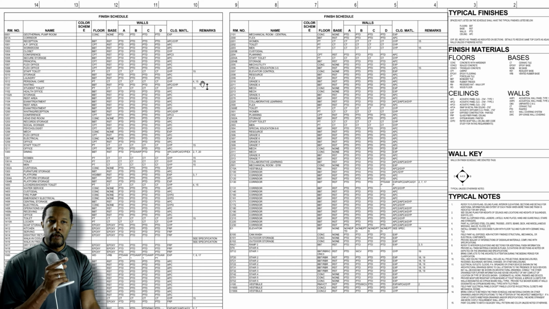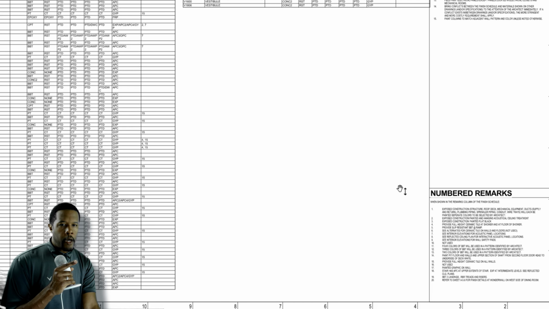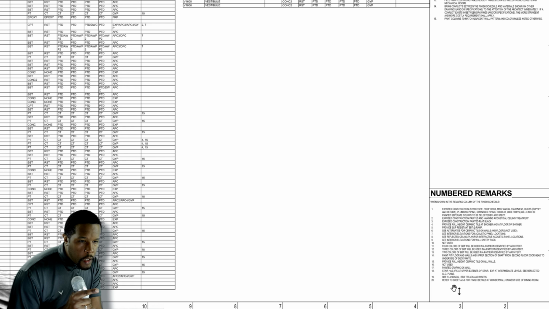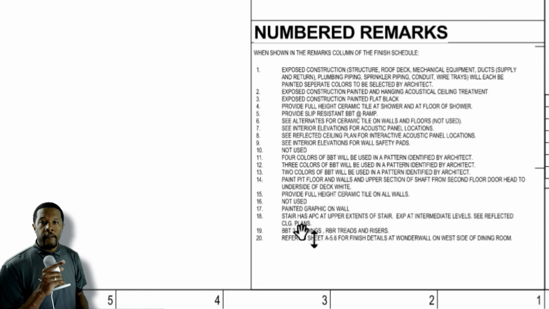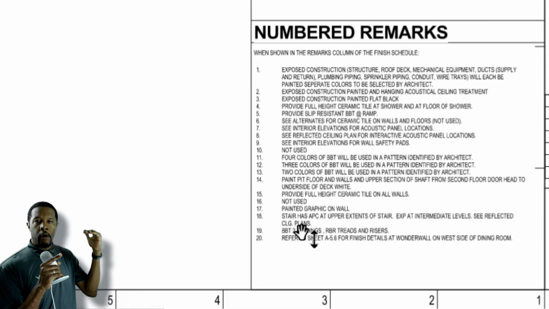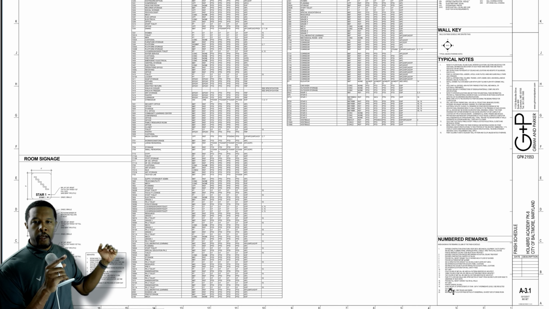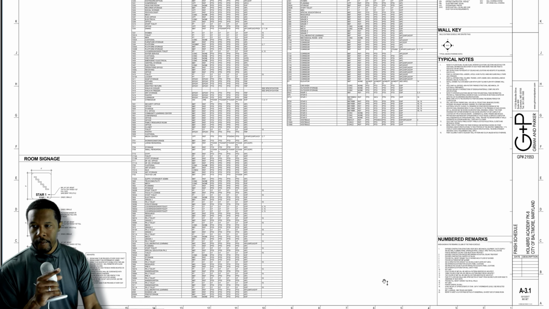Now, there are typical notes, but there are also remarks. At the bottom of the page, there are numbered remarks, and you can pick those out here. Like in this toilet, for instance, numbered remark 15 means to provide full height ceramic tile on all walls. That's a pretty important note. You wouldn't want to just go up halfway and then realize, oh, we need more material. We should have read that note.